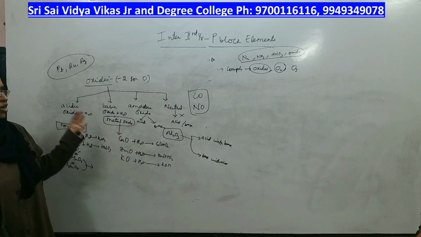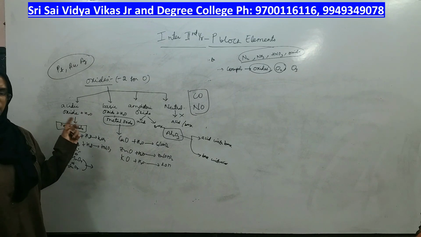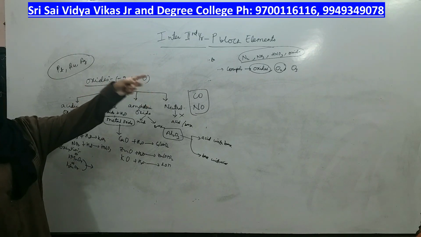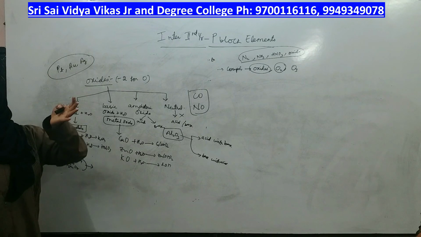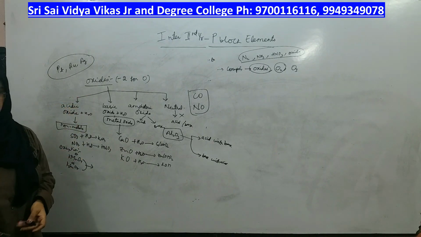These are the oxides. In the next class we will look at ozone compound, its preparation and property, and then we will move on to the compounds of sulfur. Okay, thank you.